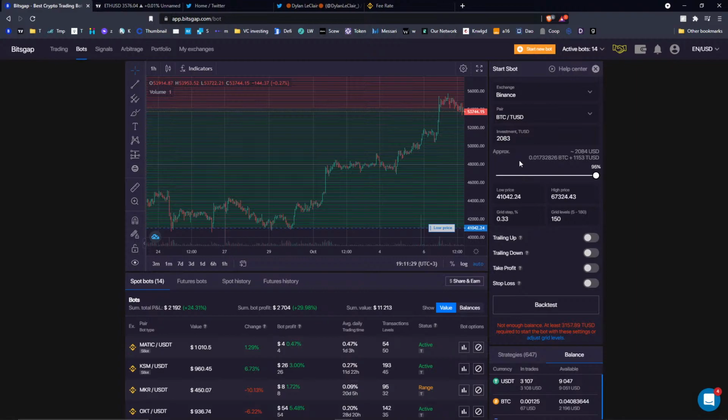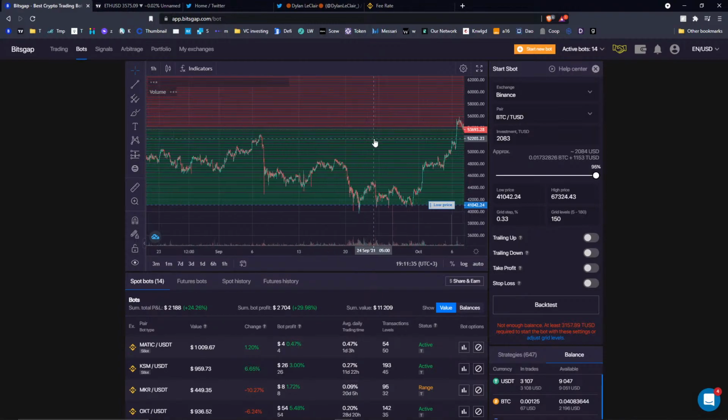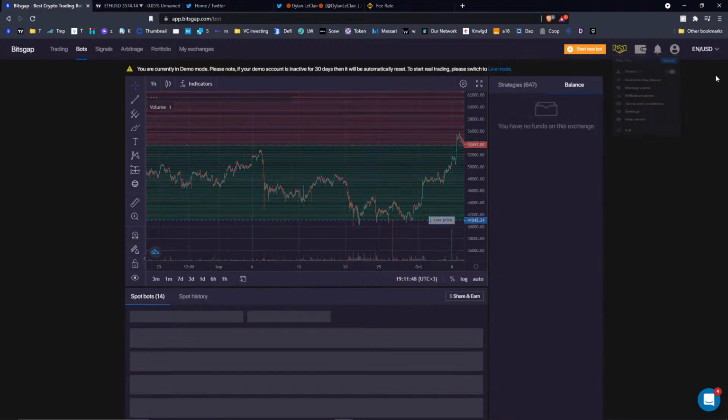So that way you overcome this obstacle here, and you can simultaneously launch different strategies on pretty much the same trading pair, and see which one will bring you the most. You can do this in the demo mode as well.